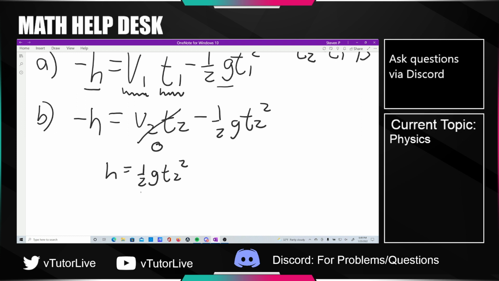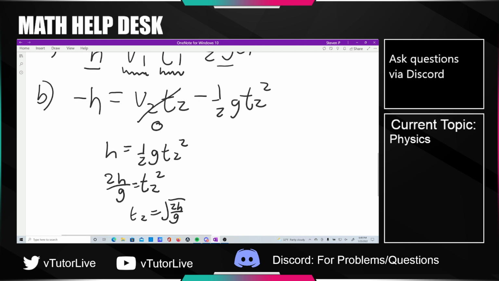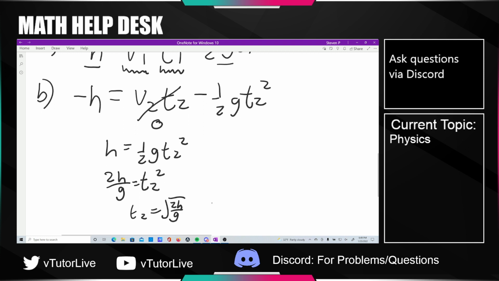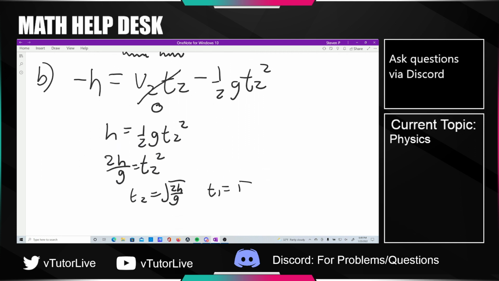But at this point, if we're solving for t2, you just move this to the other side, right? This becomes 2h over g equals t2 squared, which is the same as saying t2 is equal to the square root of 2h over g. So far, so good? Yep. Now we know what t2 is, and I think we said that t1 is just equal to t2 plus a second, I guess? So that's going to be the square root of 2h over g plus 1.